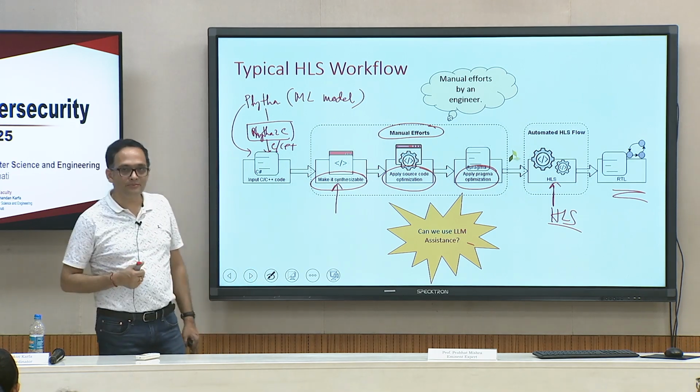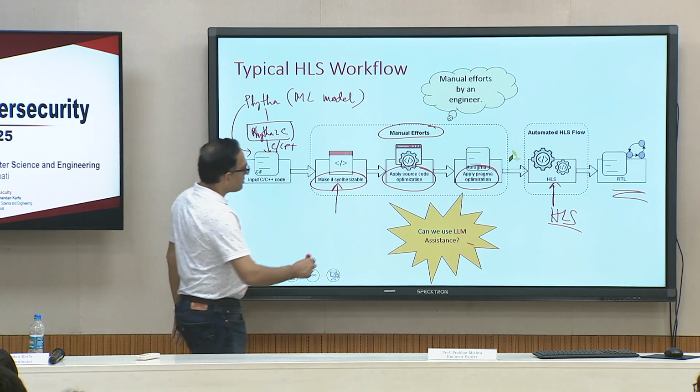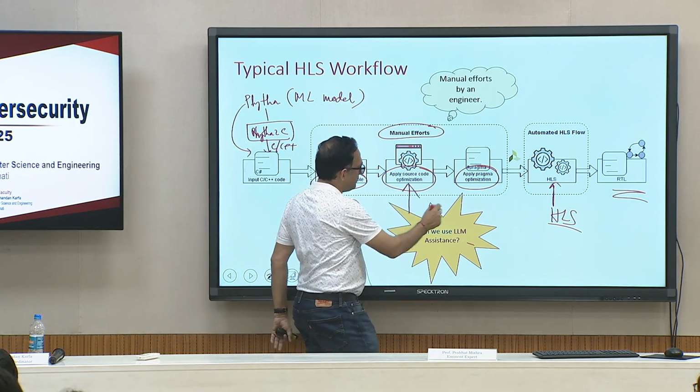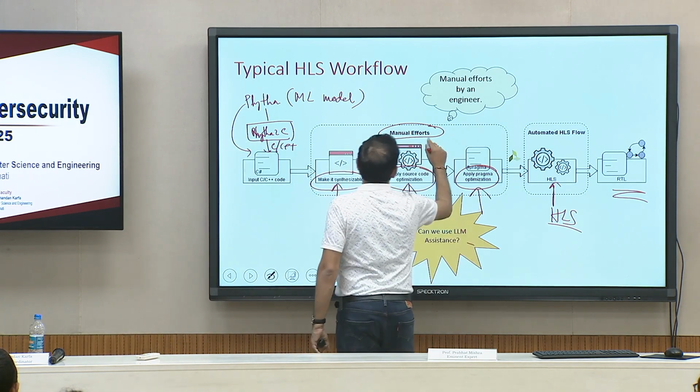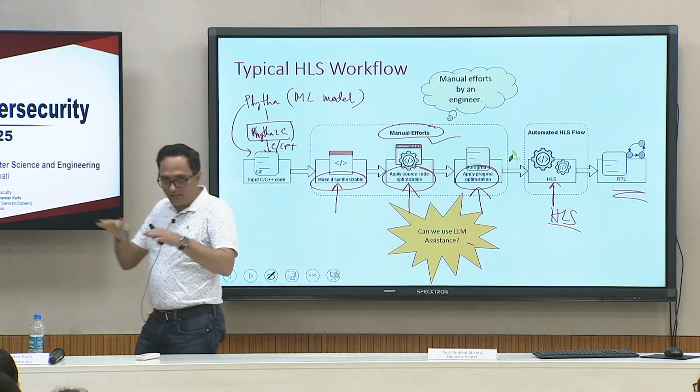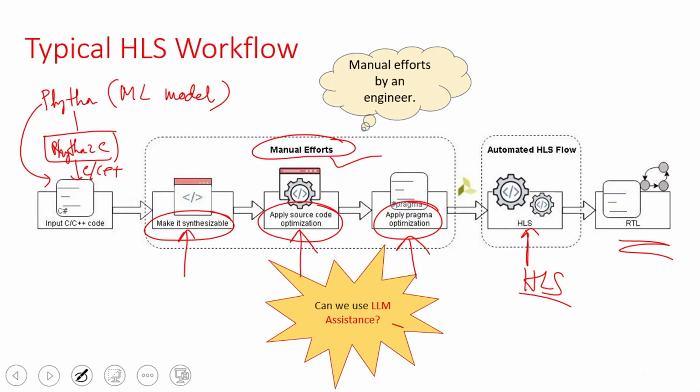This is one of the examples. So, that is what is called source code optimization. Again, these three are manual effort. So, although it looks very good that you take your Python implementation, convert it into C, put it into HLS, it will give you the RTL, but these are the painful steps you have to follow. Until you do it, you will not get your hardware.